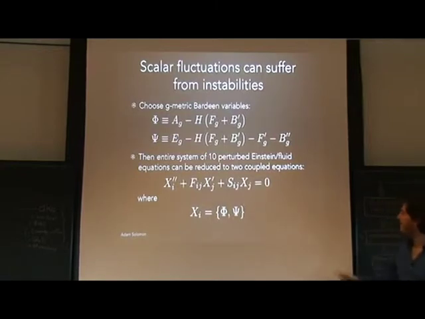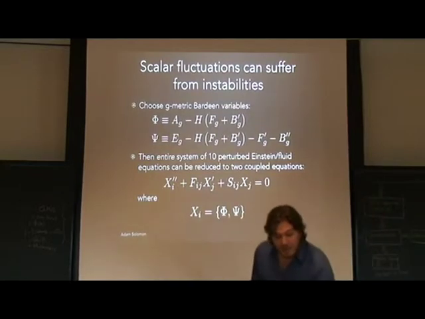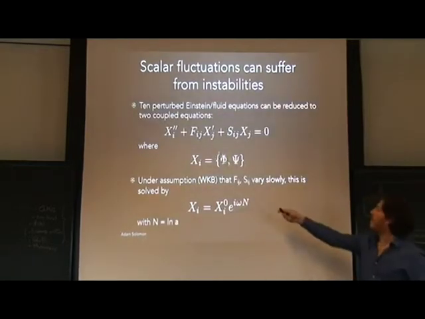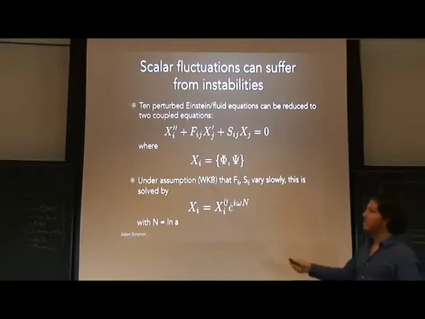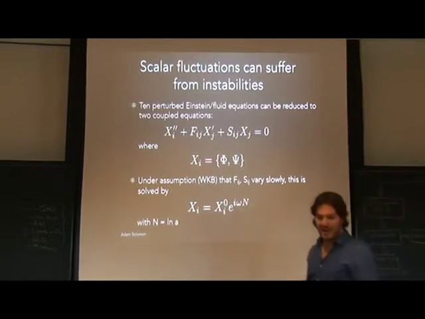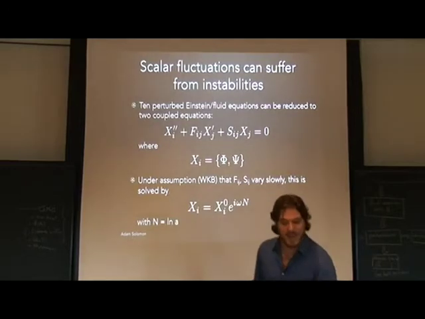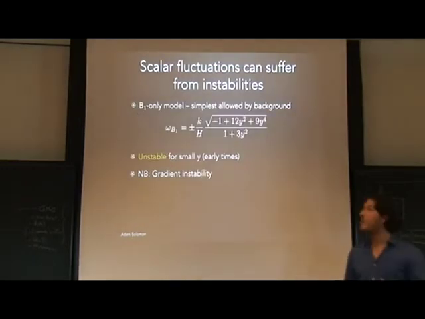These F and S are just matrices that only depend on background variables. If you assume that these background terms, F and S, vary fairly slowly, so it's a WKB approximation, then the solution to this is very straightforward. It's just exponential, with some eigenfrequencies omega. And we parametrize things in terms of the number of e-folds. This WKB assumption is going to hold in the large k limit. So taking k over H to be very, very large, we can calculate these quite easily.